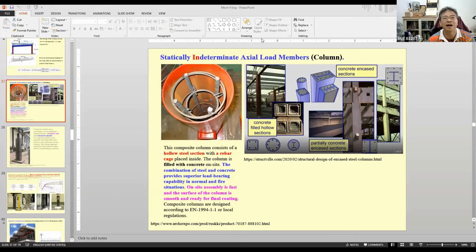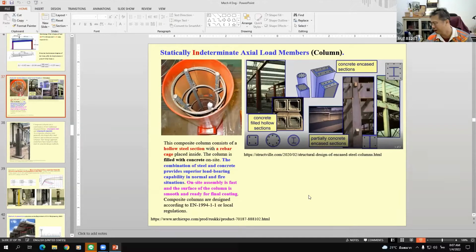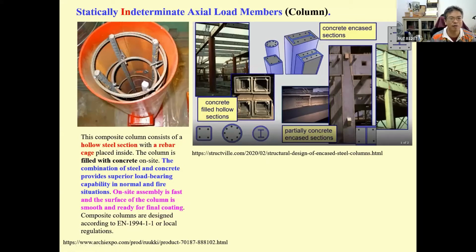Let us start over here and take a look at a real world problem. What we have here is a product called a composite column. This composite column has a section like this. The orange circular thing over here is the steel tube, and this is the reinforcement, and they're going to pour the concrete fill into the column.